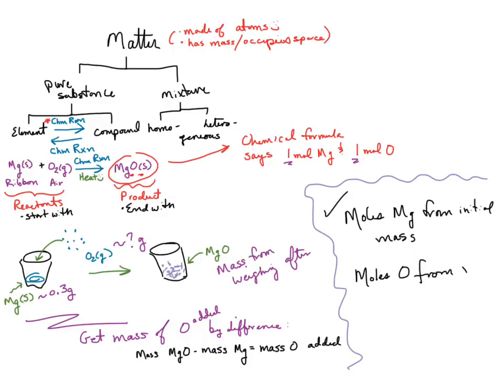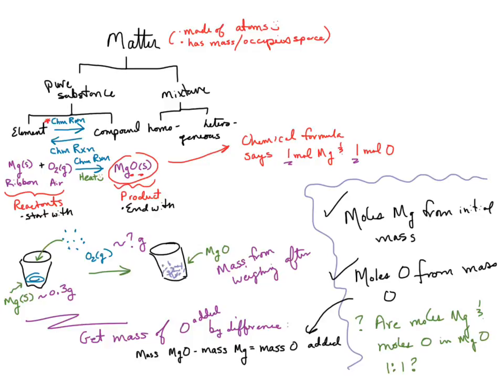You guys have been doing what we call a mass to moles conversion. So, for instance, this first check mark up here, get the moles of magnesium. Well, you have about 0.3 grams, and we can use the molar mass of magnesium, I love that phrase, from the periodic table to get from grams to moles. You're going to have to get the moles of oxygen that was added. How are you going to do that? You're going to use the molar mass of oxygen from the periodic table. And you got the mass of the oxygen by difference.